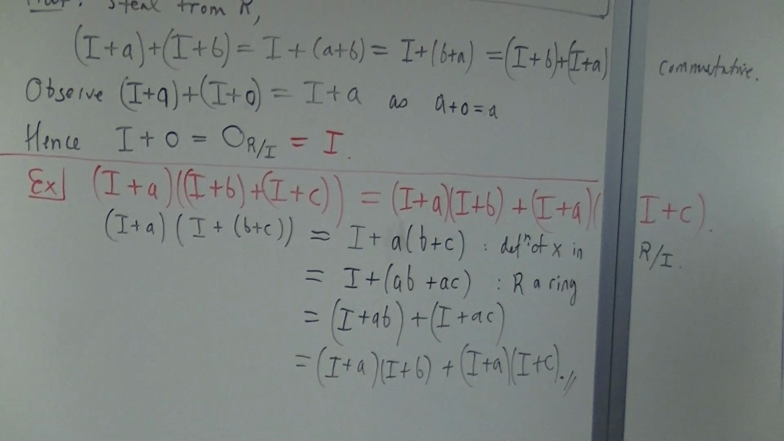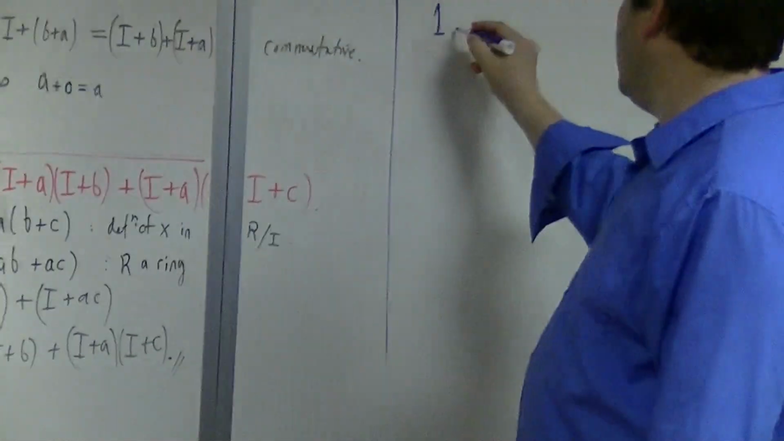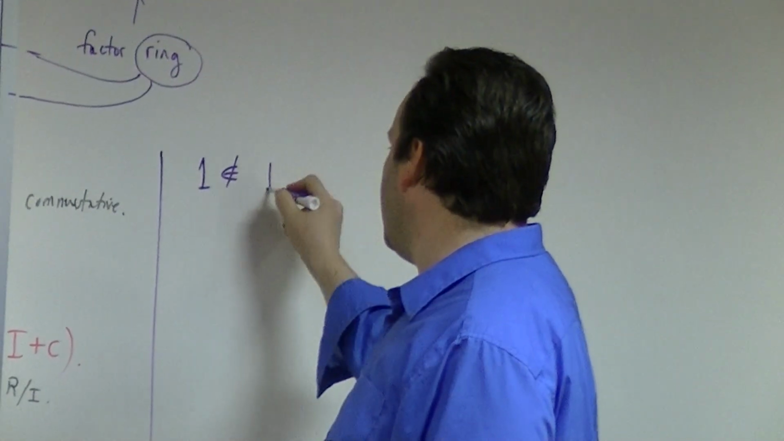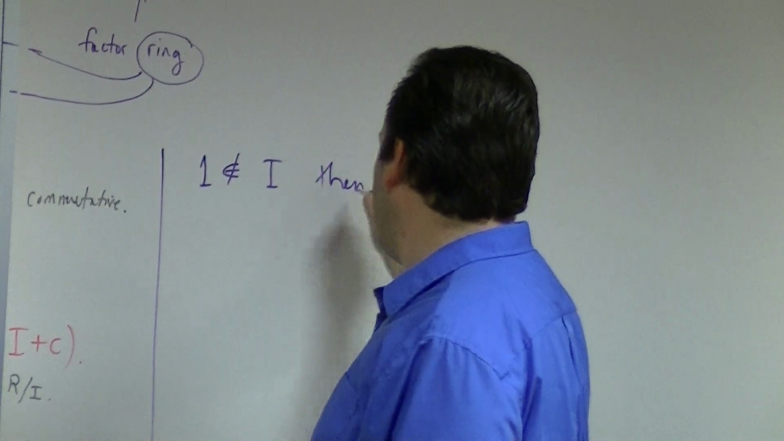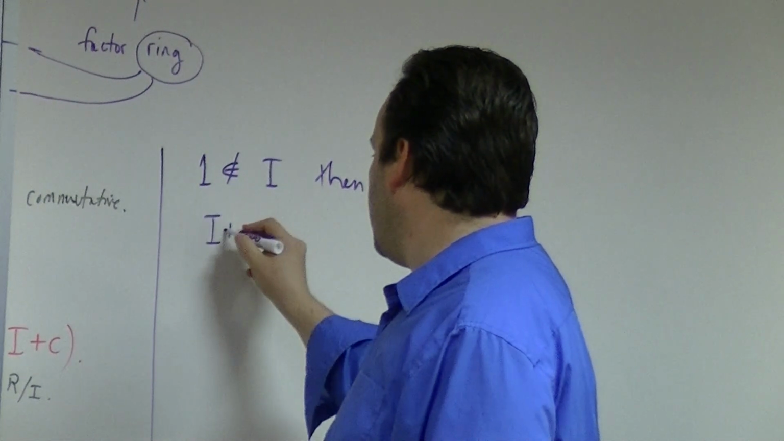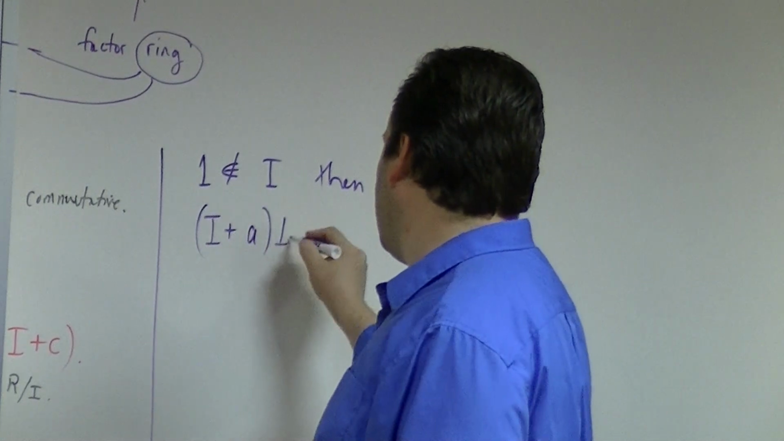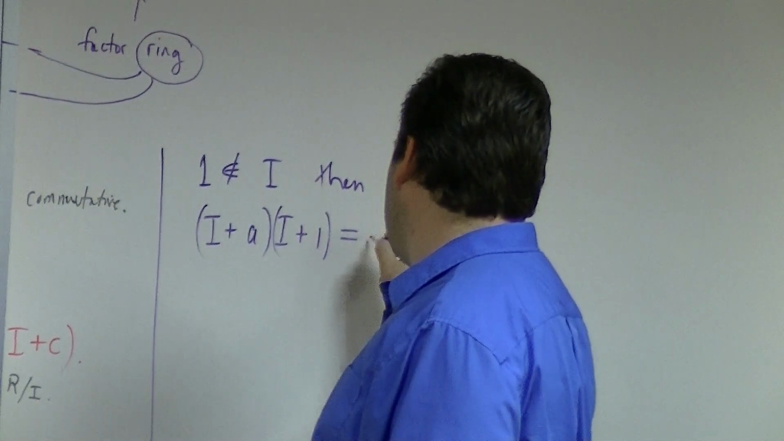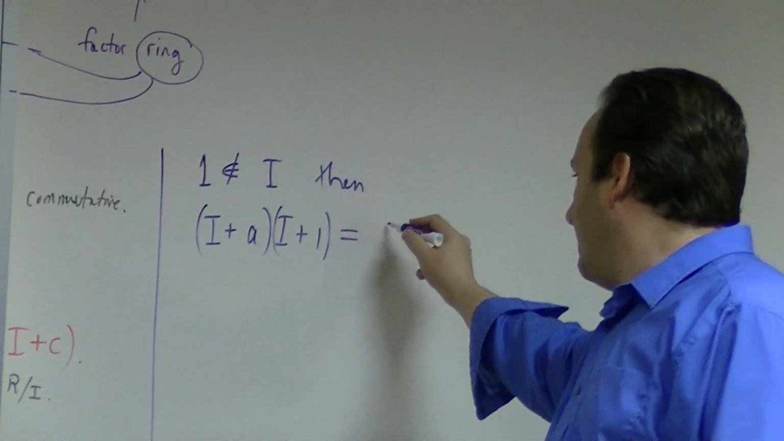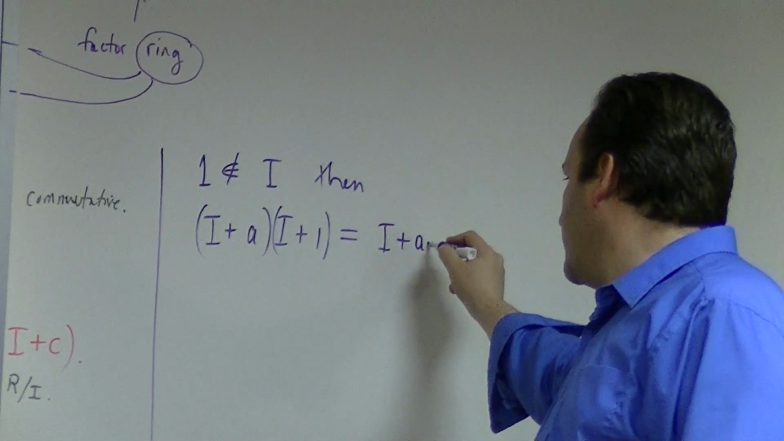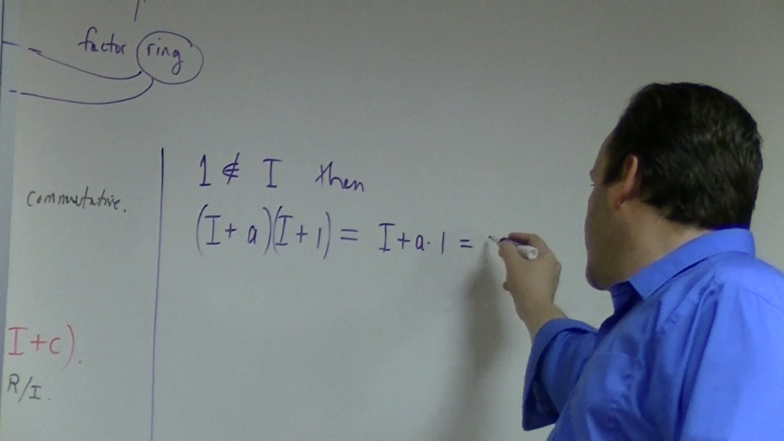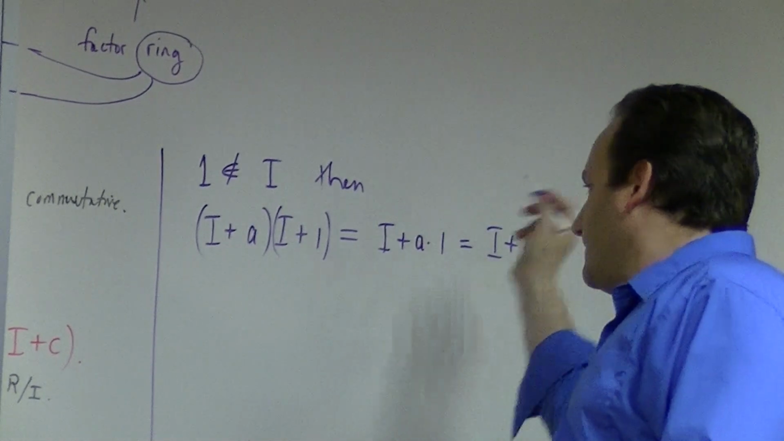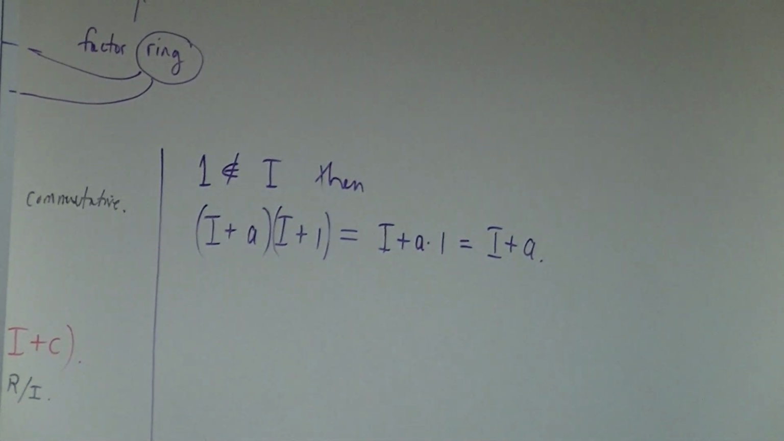one other thing, if 1 is not an element of I, then we have this, right? I plus A times I plus 1 is equal to what? I plus A times 1, right, which is equal to I plus A. So I plus 1 plays the role of what? The multiplicative identity.